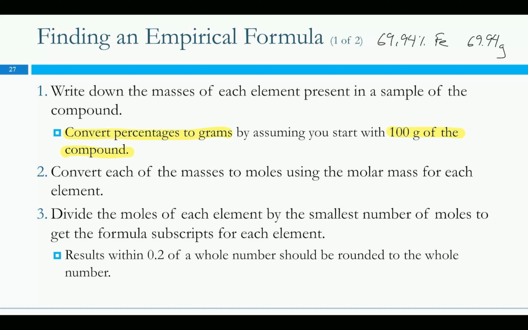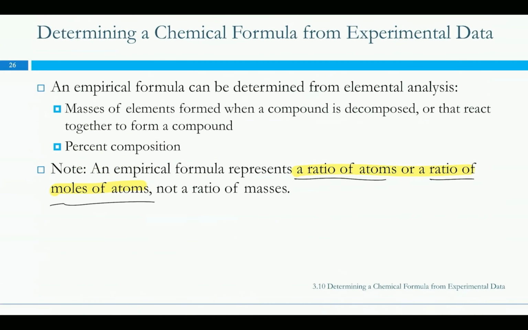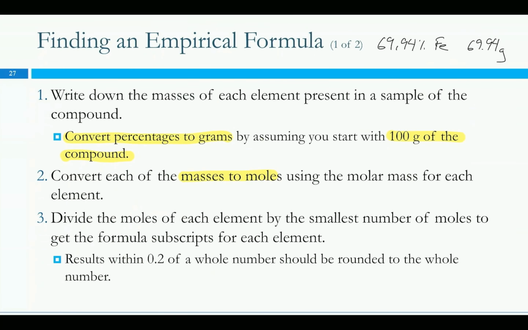69.94 grams, right? So it just takes the percents and converts them straight into grams. You don't need to do much other than that. And then you convert each of the masses to moles. And this is key because, like I said up here, it's the ratio of atoms, or ratio of moles of atoms, not the ratio of masses. So we can't use masses because atoms weigh different things. So we have to convert them into moles.